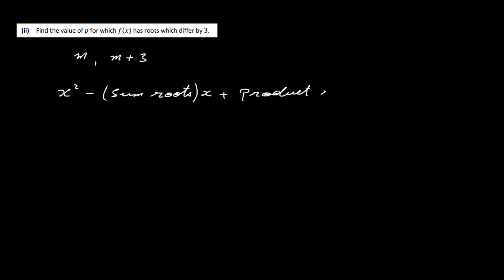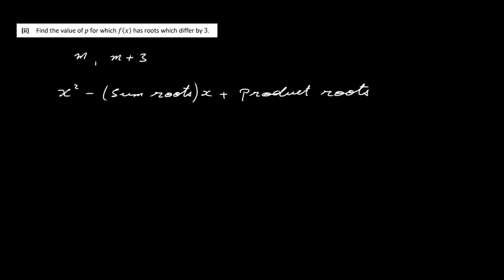Find the value of p for which f of x has roots which differ by 3. So let's just make up two roots. We'll call them m and m plus 3. These are our two roots of our new function. So we know that we can form a quadratic by using the equation x squared minus the sum of the roots times x plus the product of the roots.